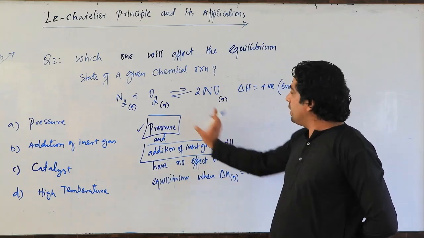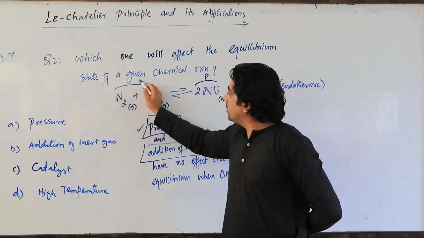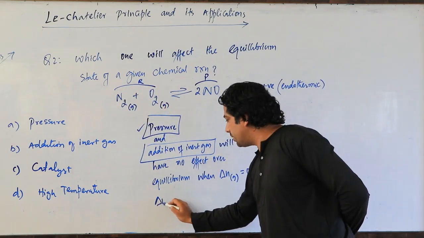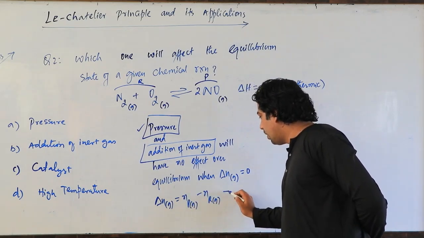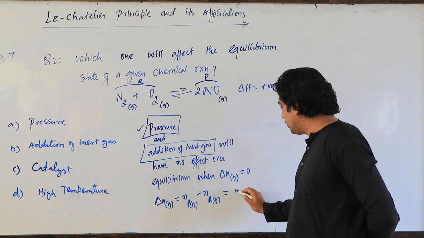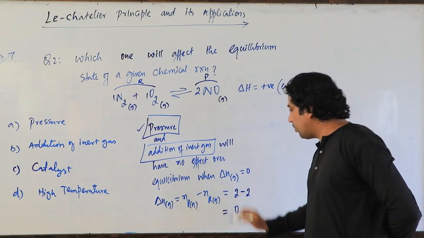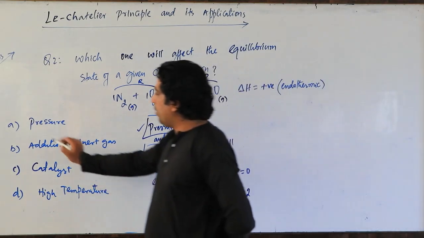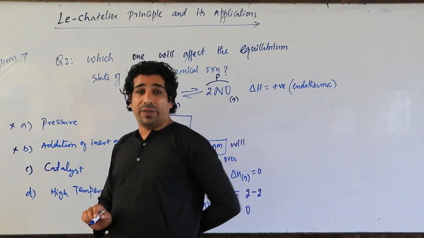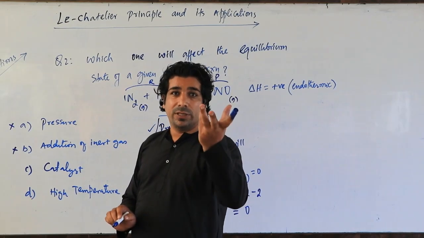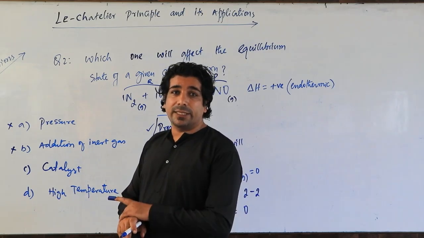is equal to 0. Let us calculate delta N for this chemical reaction. The products are 2 moles and reactants are also 2 moles. So here, my dear friends, delta N gaseous is equal to NP gaseous minus NR gaseous. How many products in gaseous state you have? 2, minus how many reactants in gaseous state? 2. So obviously delta N is equal to 0. So my dear friends, pressure will have no effect on this chemical reaction. Addition of inert gas will also have no effect because addition of inert gas will increase the pressure. So when pressure has no effect, addition of inert gas has also no effect. Reason? Because delta N is equal to 0.